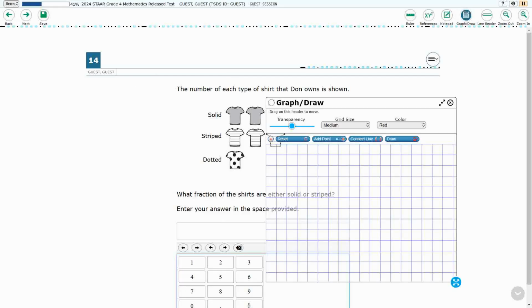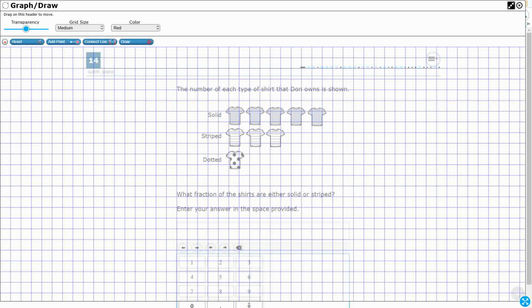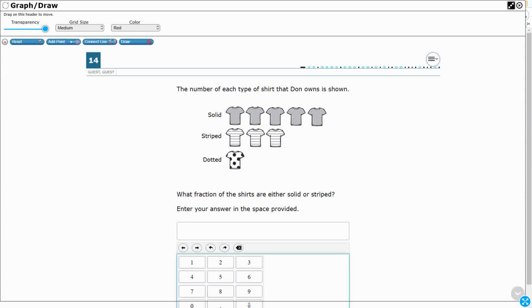For number 14, we are looking at adding and subtracting fractions. This is 4.3e, and it's actually a pretty simple problem when you're looking at the problem itself, but we have the equation editor that we need to use, right? So each type of shirt that Don owns is shown. We got some solid, some stripes, and dotted. So we need a fraction of the shirts that are either solid or striped.